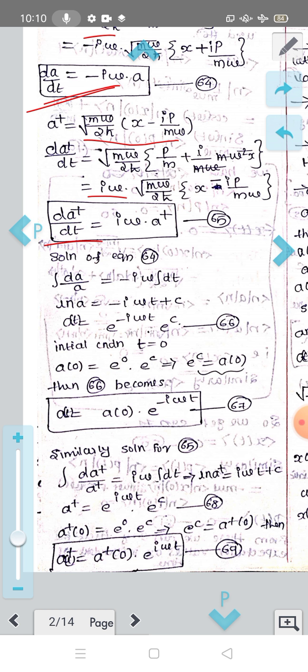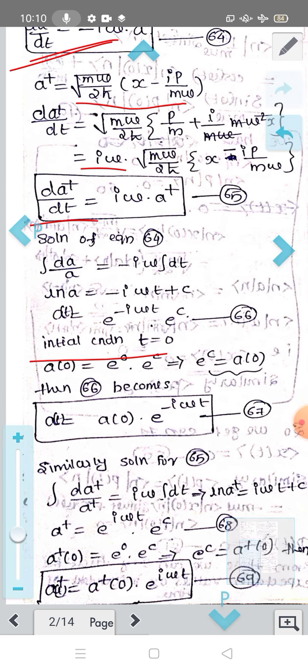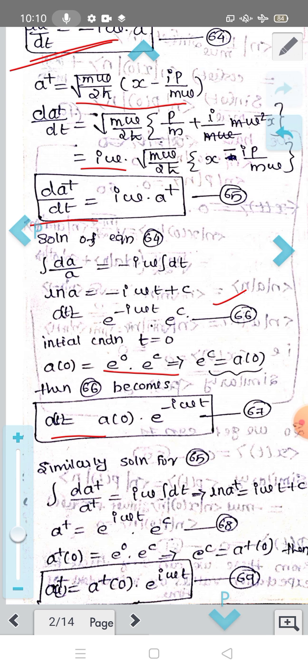And we want to find what is e raised to C. For that, we apply the initial condition, that is at time t equal to 0. Then this becomes A of 0 equal to e raised to 0 into e raised to C. That is, e raised to C equal to A of 0. So substitute in equation number 66. We get A of t is equal to A of 0 into e raised to minus I omega t.